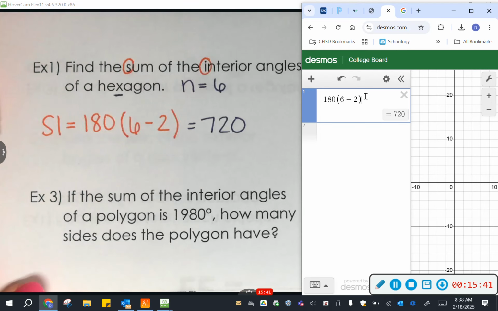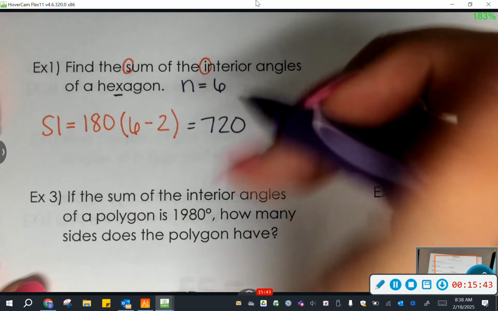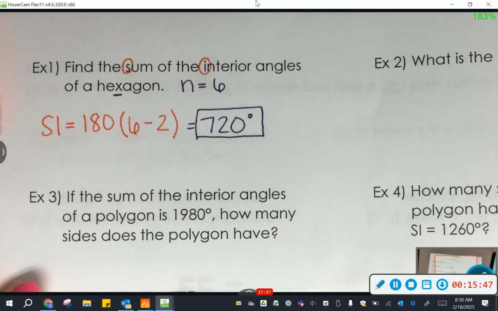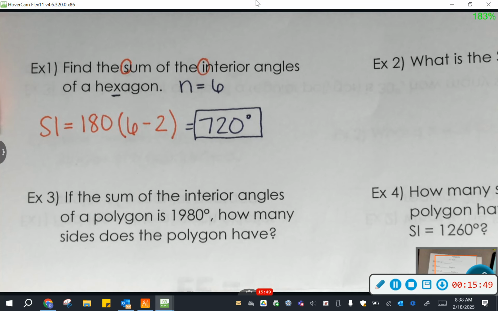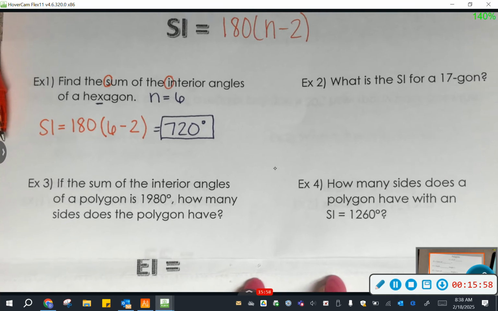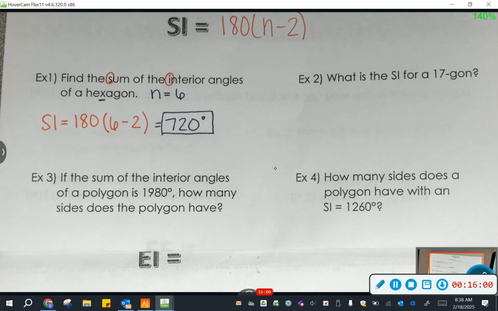Now, everything we are finding today is in degrees. So you need to have a little degree symbol. 720 degrees is your answer. And that's it. I would like you to do number 2. Go. What is going to be the SI for a 17-agon? Go.